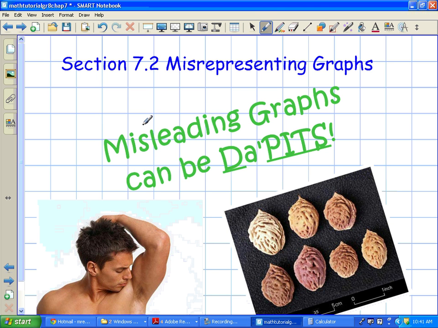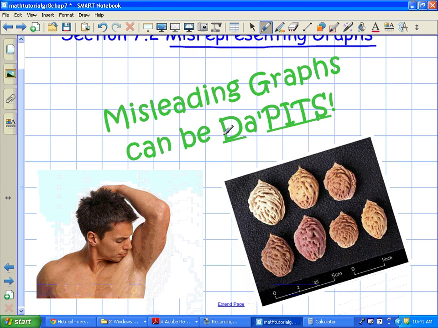So that takes us to section 7.2, misrepresenting graphs. In other words, how can graphs sometimes show stuff in a way that's misleading or isn't really what it looks like? One way to remember it is DA pits. So misleading graphs can be the pits. They're the main letters, D pits.